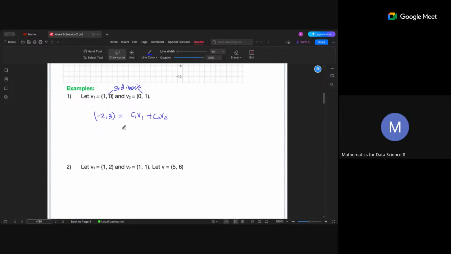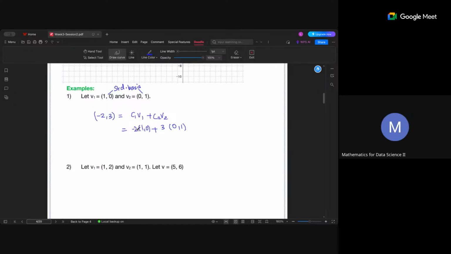What's your answer? Yes, ma'am. What are the scalars c1 and c2? Minus 2 and minus 3. Right? It is very straightforward that this minus 2 and 3 we can easily find out, right?